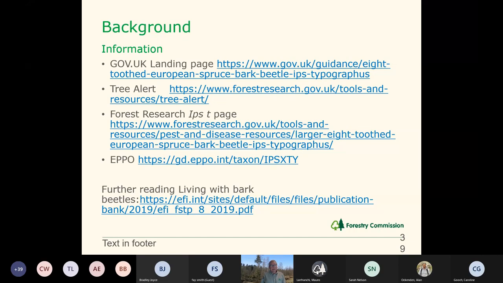If you want to have a look for further information on bark beetles in general, there's some very good documents now coming out of particularly collaborative European groups, and this one's a particularly interesting one that's reflecting how continental Europe is living with bark beetle outbreaks of varying degrees.